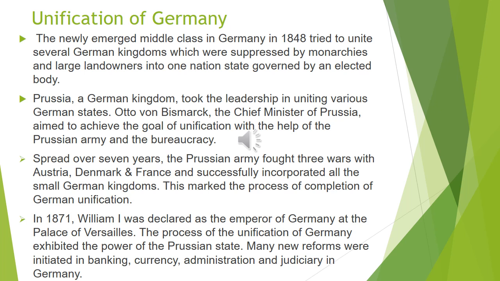Spread over 7 years, the Prussian army fought 3 wars with Austria, Denmark, and France and successfully incorporated all these small German kingdoms. This marked the process of completion of German unification. In 1871, William I was declared as the Emperor of Germany at the Palace of Versailles. The process of the unification of Germany exhibited the power of the Prussian state. Many new reforms were initiated in banking, currency, administration, and judiciary in Germany.